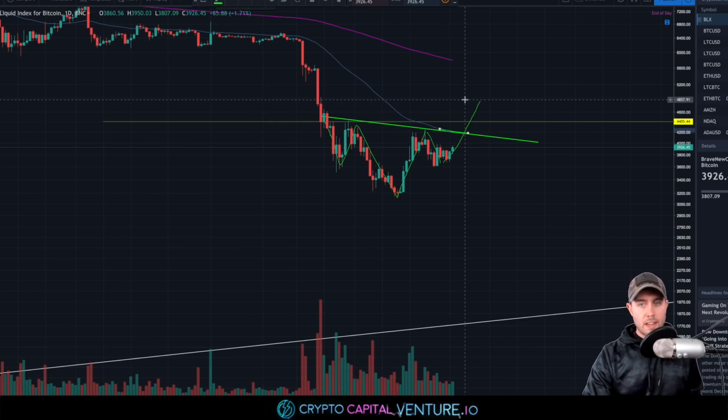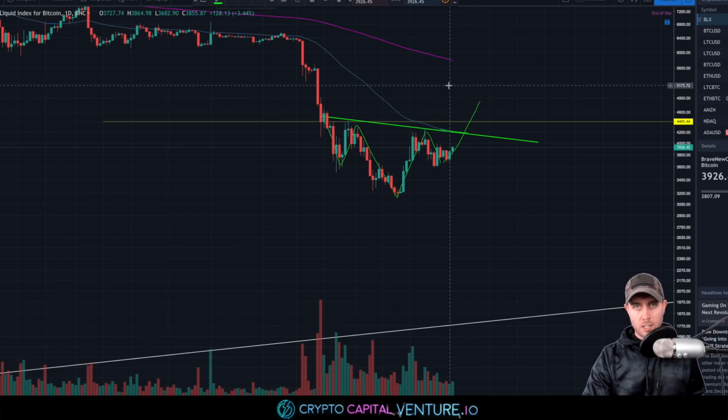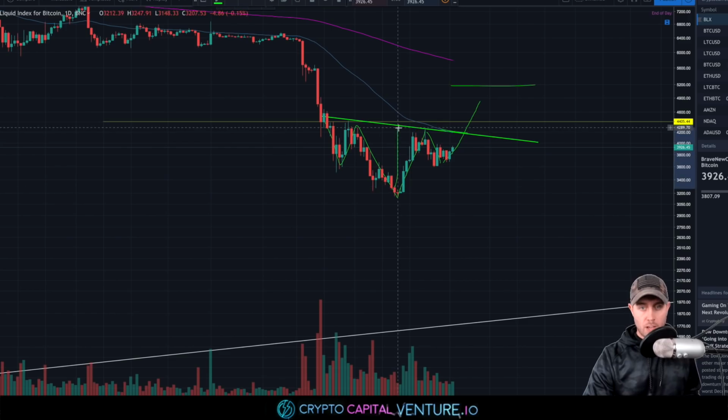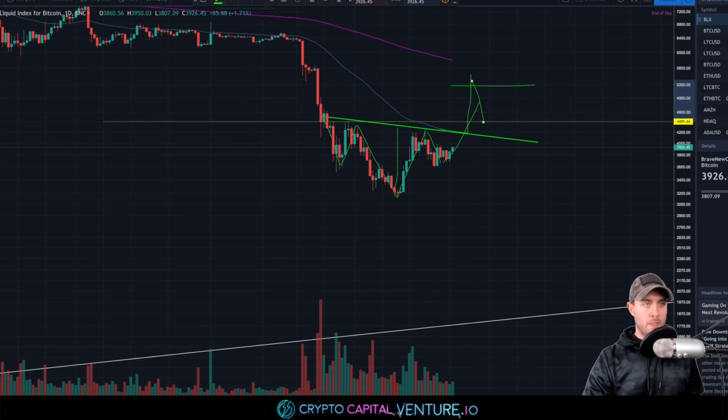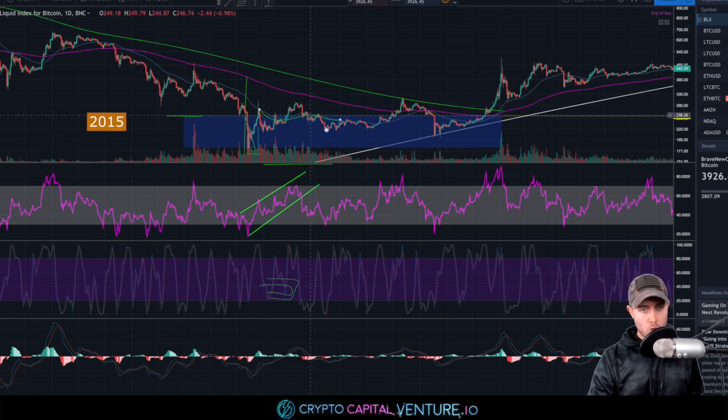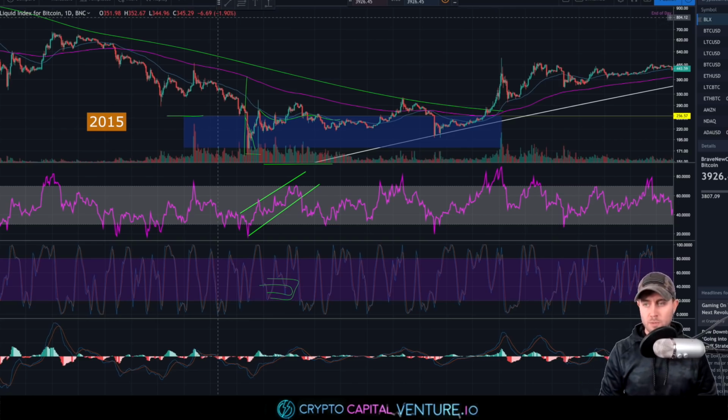So even if we get a nice move like this and we hit a target of $5,000, the height of this inverse head and shoulders, be prepared for volatility. Be prepared to come back down. It's what happened in the last bear market. There was a long battle with that 50 EMA. Be prepared for it. Wanted to throw this out there for you.